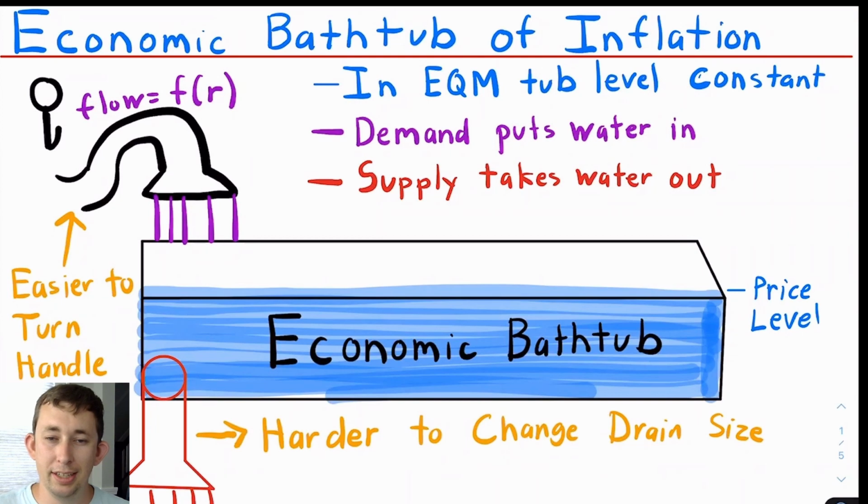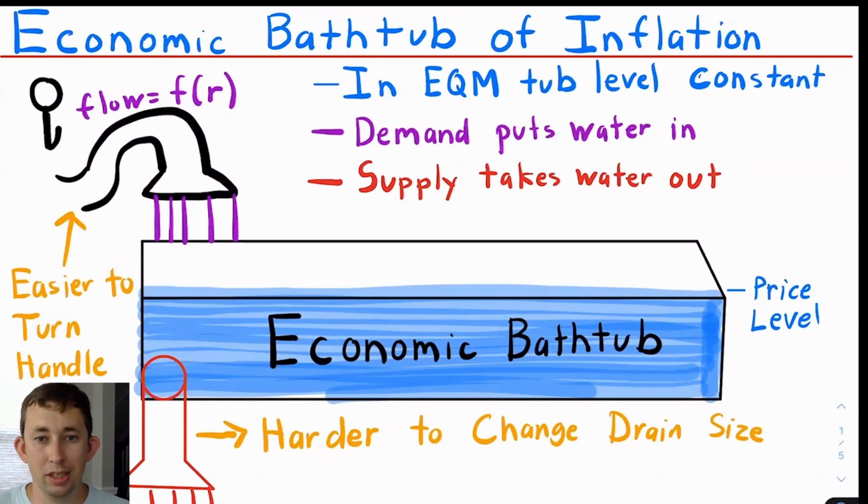Now, in this analogy, the price level is represented by the amount of water in the tub. So if the amount of water in the tub goes up, then we have inflation. And if the amount of water in the tub is falling, we have deflation because the price level is falling. Now, just like a bathtub, we have water coming into the tub and we have water going out of the tub. Supply is going to be represented by the amount of water leaving the tub, and demand is represented by the amount of water coming into the tub.